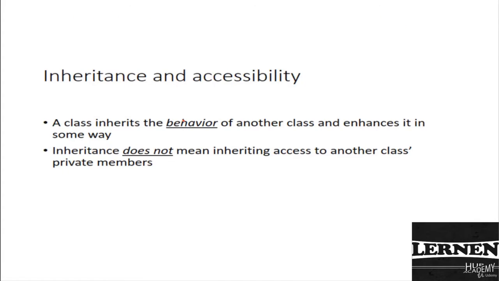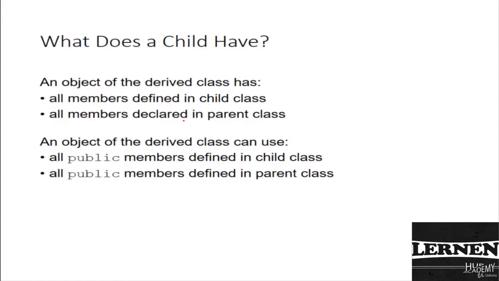Then we look at inheritance and accessibility. A class inherits the behavior of another class and its instances in the same way, but inheritance does not mean inheriting access to the private members of another class. What does a child class have? An object of a derived class has all members defined in the child class and all members declared in the parent class. An object of a derived class can use all the public members defined in the child class and the public members defined in the parent class.